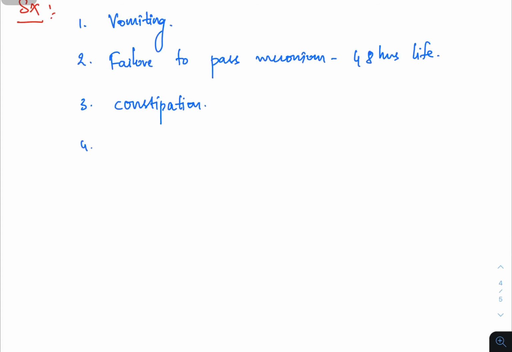Right? Constipation. And another important thing is, is it a small bowel obstruction or large bowel obstruction? It is an obstruction which is seen in the large intestine, so you call it as large bowel obstruction. Right? Large bowel obstruction.